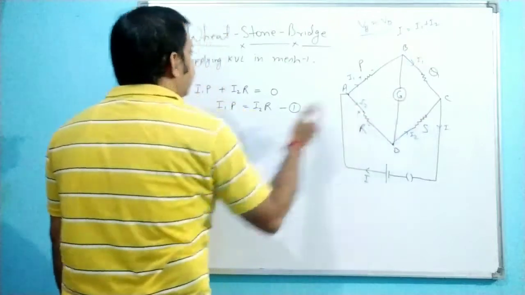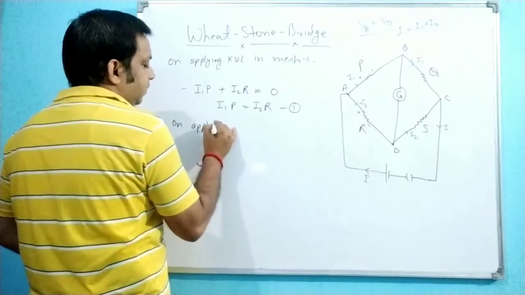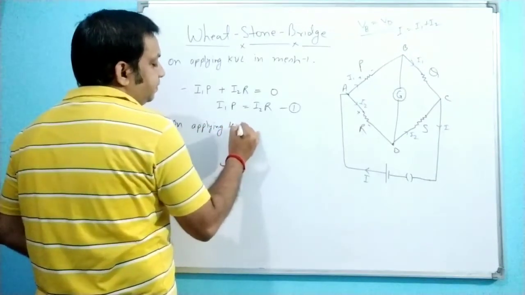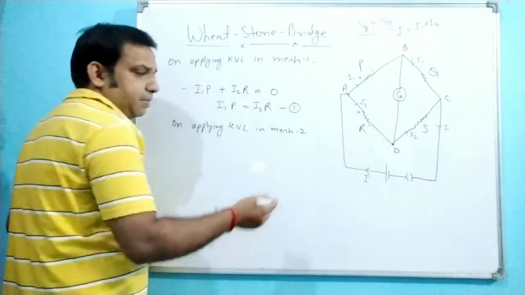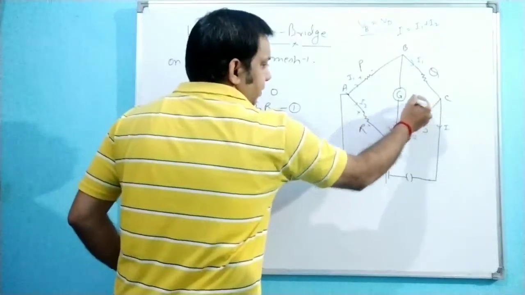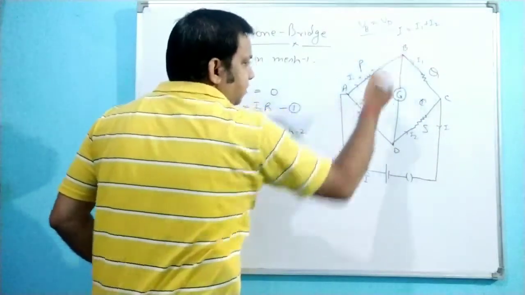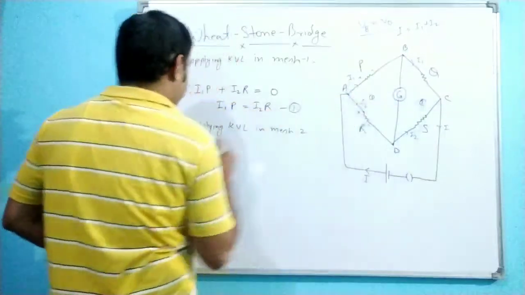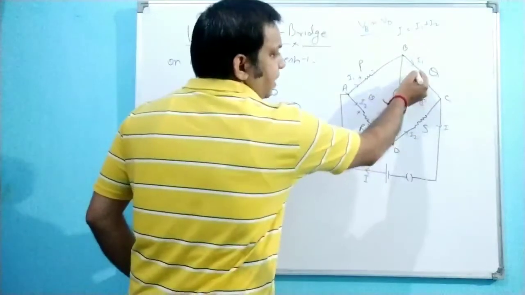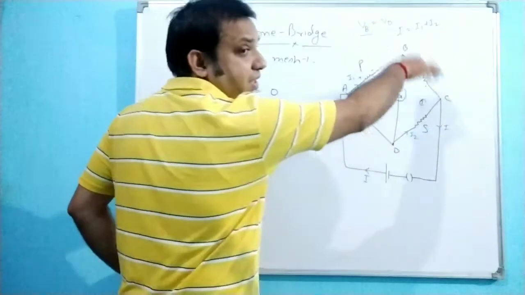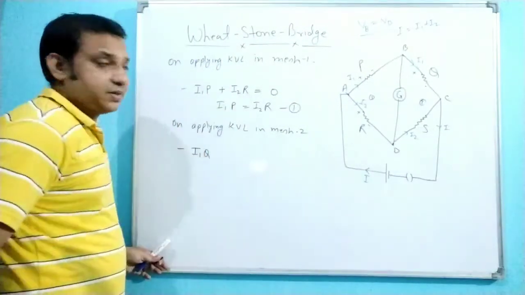Similarly, on applying KVL in mesh 2, in this mesh, I am applying the KVL. You can start from anywhere. I am starting from the B point. So I1 into Q, just check, because this is at higher potential, this is lower potential, that is why the current is flowing from this side to this side. So again there is a loss of potential. So loss of potential, there is a minus.